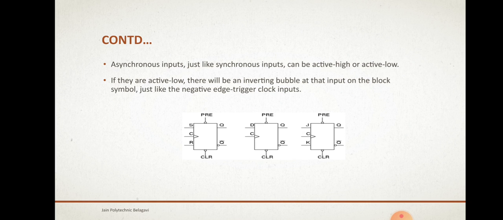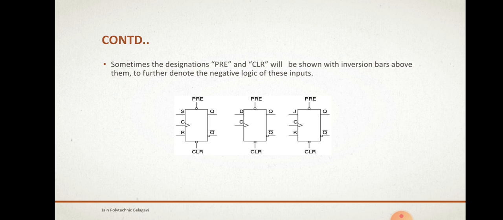Asynchronous inputs, like synchronous inputs, can be active high or active low. If it is active low, you will get an inverting bubble at the input on the block symbol, just like a negative edge triggered clock. What is negative edge? The transition from 1 to 0 is called negative edge transition. Sometimes the designations preset and clear, PR and CLR, are shown with an inversion bar above them to denote the negative logic of the inputs.